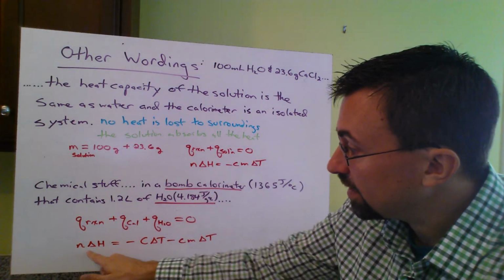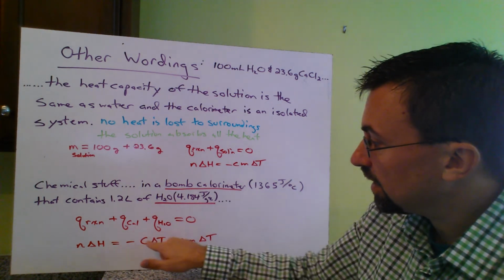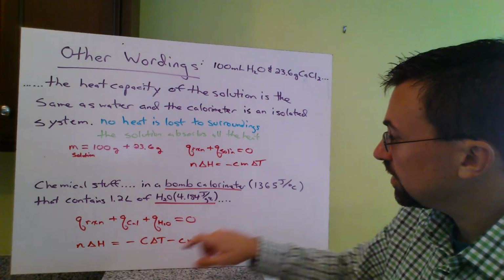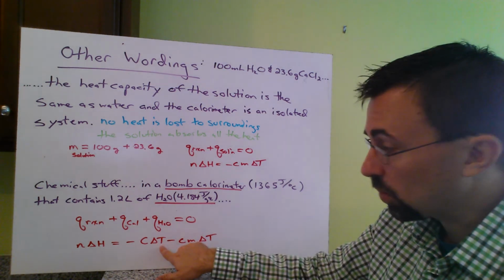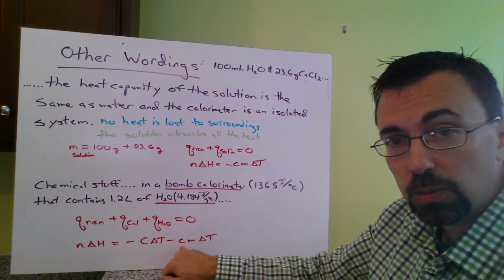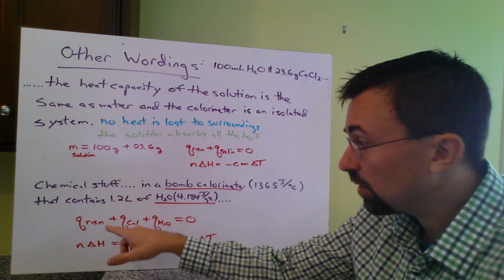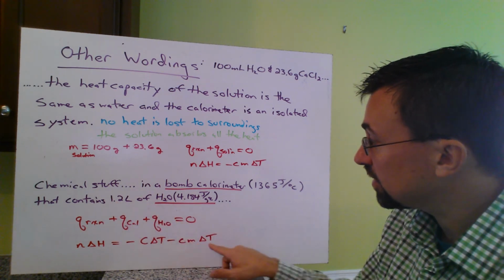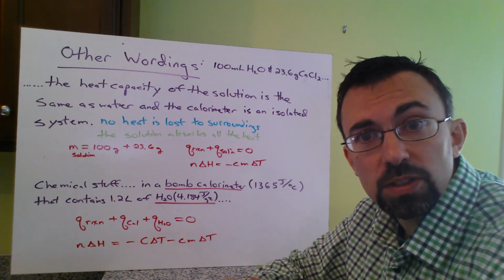So now it's n delta H equals, and I move these over to the other side, minus C delta T for the calorimeter, and that C is given to us. And the change in temperature is going to be the same for both pieces, the water and the calorimeter itself. And then minus Cm delta T for water. So this is still 4.184. This 1.2 liters would be 1.2 kilograms or 1,200 grams. That would be our mass, and our change in temperature is identical for both. So those are the other versions of this you'll see.